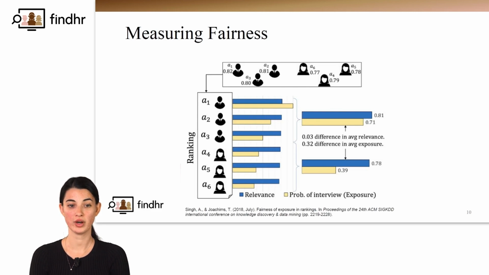But how do you measure fairness? One approach is to consider the relationship between a candidate's relevance and exposure, as shown here. The idea is that candidates that are equally relevant should be equally likely to be shown to the recruiter. We will discuss approaches for measuring fairness in the full lecture.